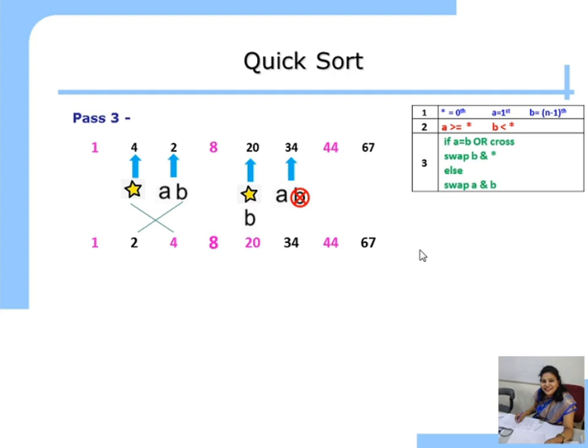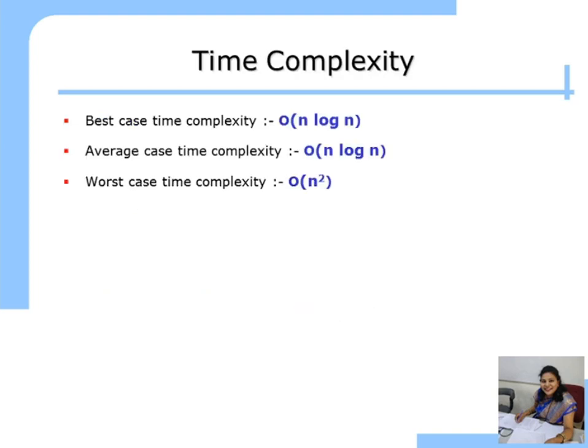But radix sort has more space complexity. That's why quick sort is better than radix sort in terms of space. When you apply quick sort on this example, you require only 3 passes and no extra space is needed. So quick sort is the most efficient sorting method. So our sorted list is 1, 2, 4, 8, 20, 34, 44 and 67.